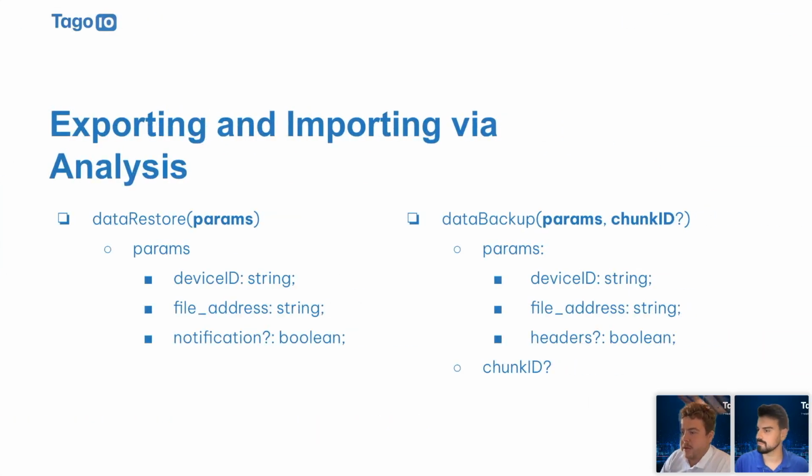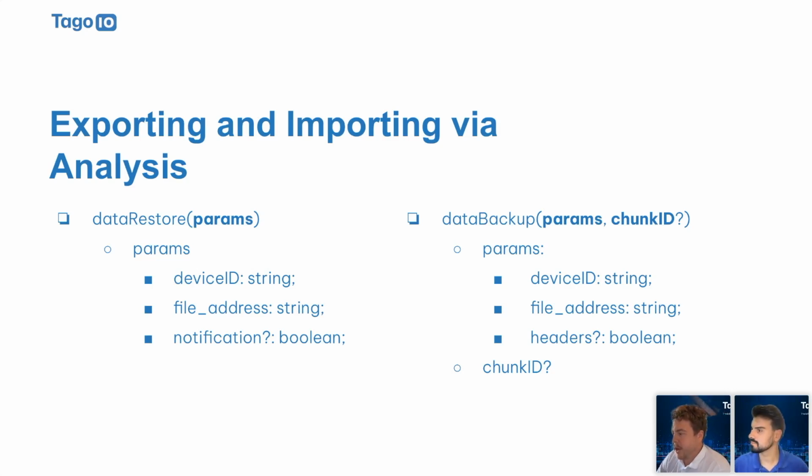Next page. Right, so diving a little bit more into the two key functions themselves, we have the data restore method, which will have the params object. Inside of that object, we'll have the device ID and the file address, so where you want to store the data. And also an optional property, which is notification, which is if you want to receive a notification or not when the data is restored, when you create the file itself.